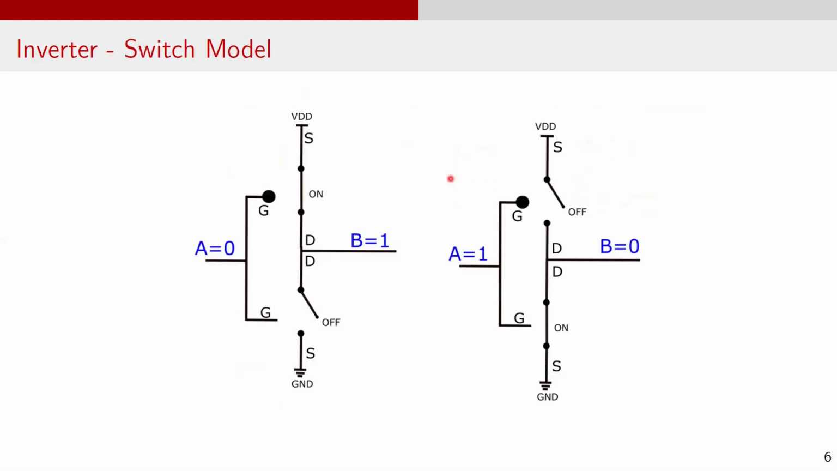Now let's look at the switch model for the CMOS inverter to understand the behavior. When the voltage at input A is 0, the PMOS switch is closed and NMOS switch is open. Since the PMOS switch is closed, the output node B is pulled up to VDD or logic 1 by PMOS. When the voltage at A is 1, the NMOS switch is closed and PMOS is open. The output voltage at node B is pulled down to ground or logic 0 by NMOS.